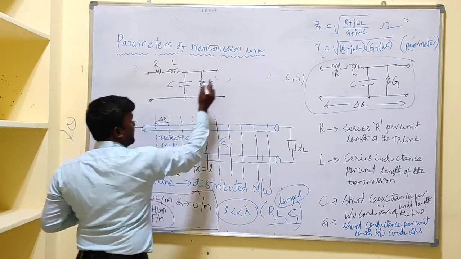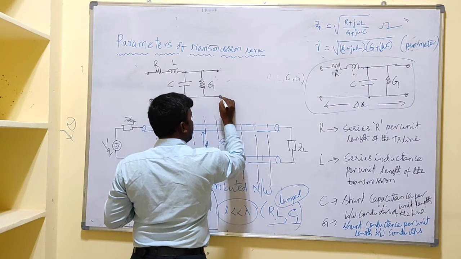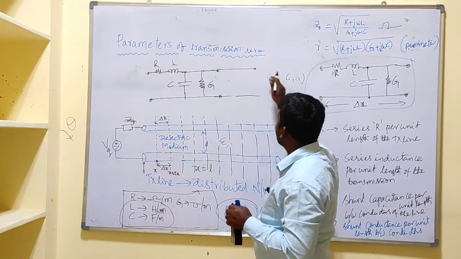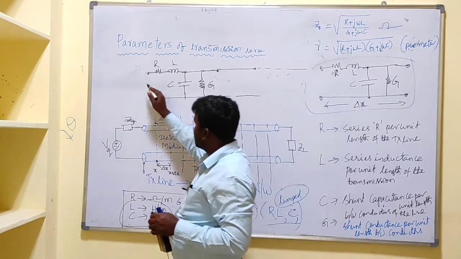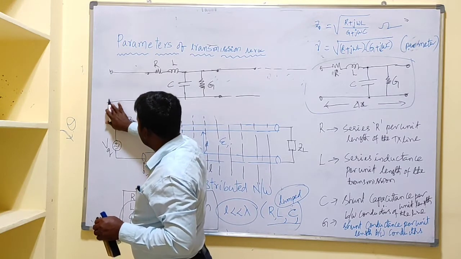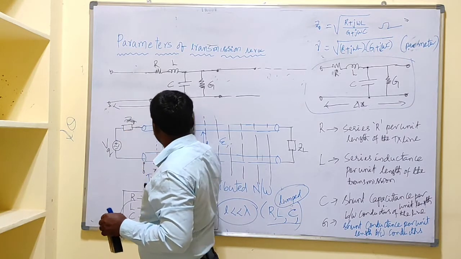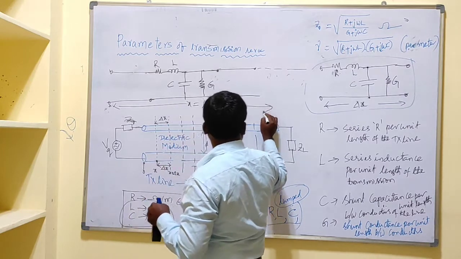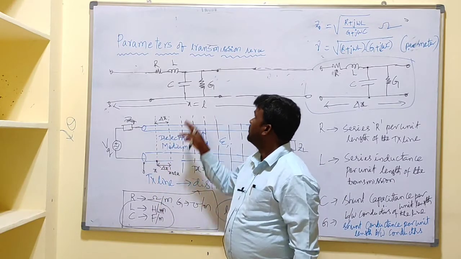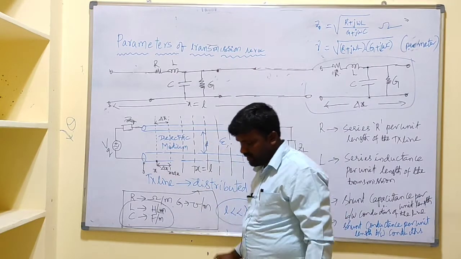Let us take this as input, and next, again, some delta x. Each and every delta x, that means each and every piece of the transmission line, consists of R, L and C, G like this. Let us take a transmission line, where the length of the line is x equal to L. I consider only one piece of length delta x for now. If I consider again delta x, that is also consisting of R, L, C, G.